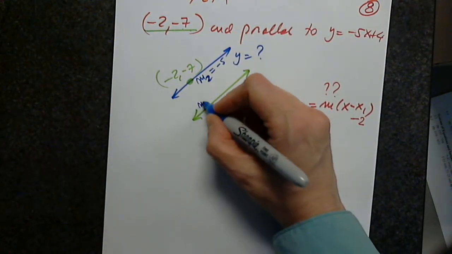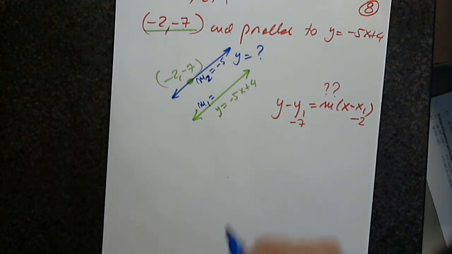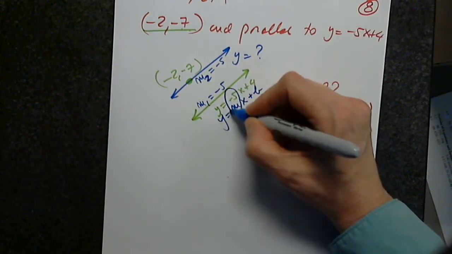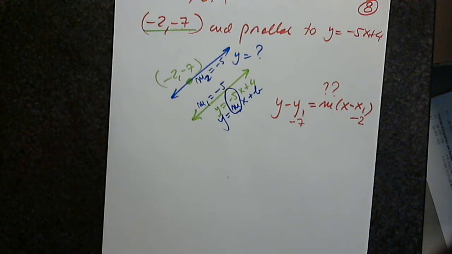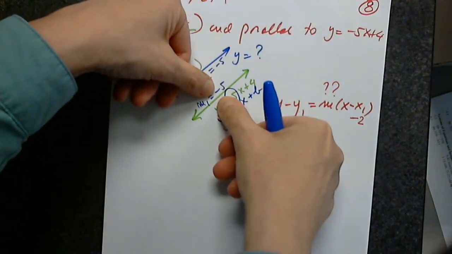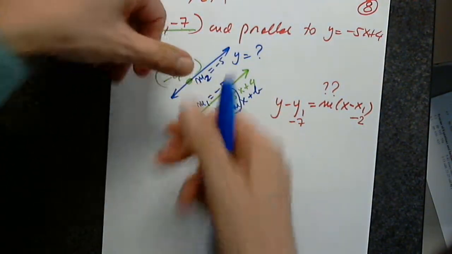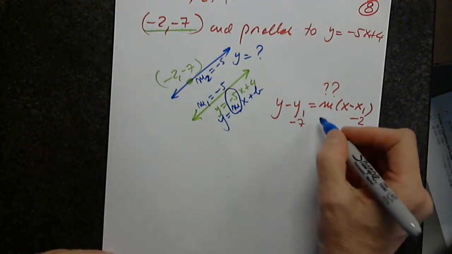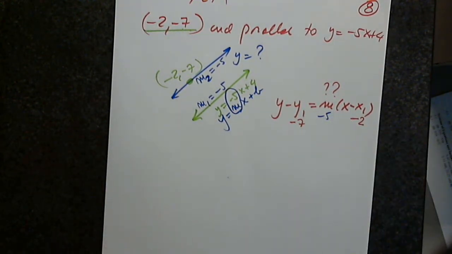Because I know that m1 is correct, and I was able to read it from y equals mx plus b, which gives us the slope of the given line to be -5. Since the two lines are parallel, and I established that the green line has slope -5, the blue line has to have slope -5 as well. All I have to do is put in all the information and determine the equation of the line.